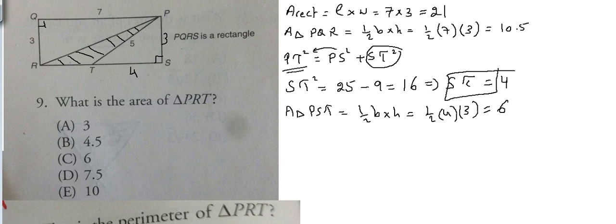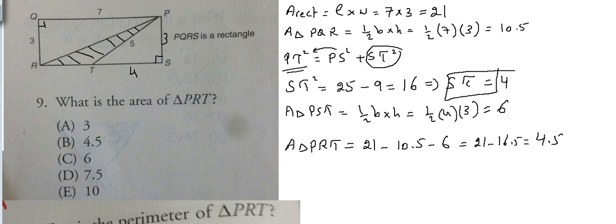Now, what is the area of triangle PRT? The area of triangle PRT is equal to the area of the rectangle, subtract from it the area of triangle PQR, and subtract from it also the area of triangle PST. We find it as 21 minus 10.5 minus 6, which is 21 minus 16.5. The answer will be 4.5, and we are done with this question. The correct answer is B, 4.5.